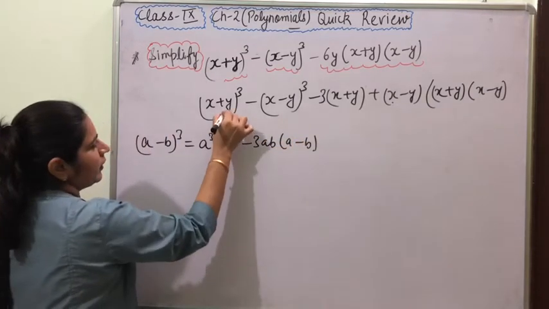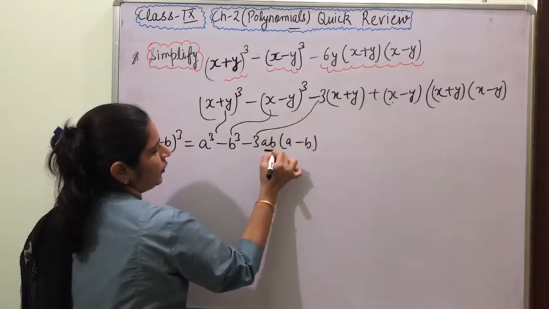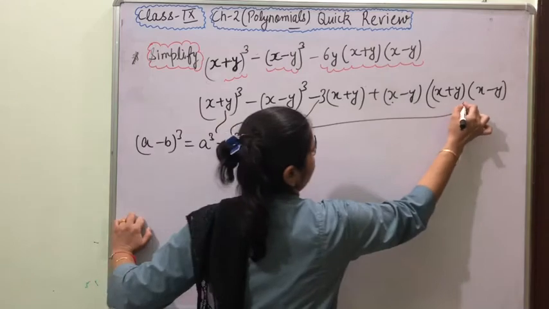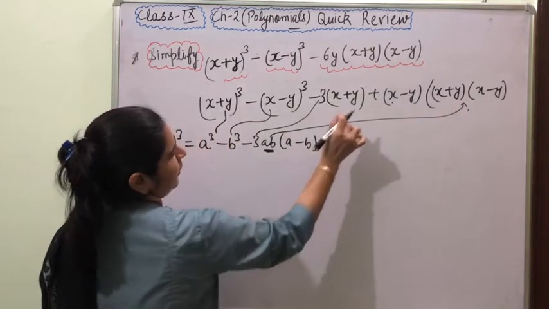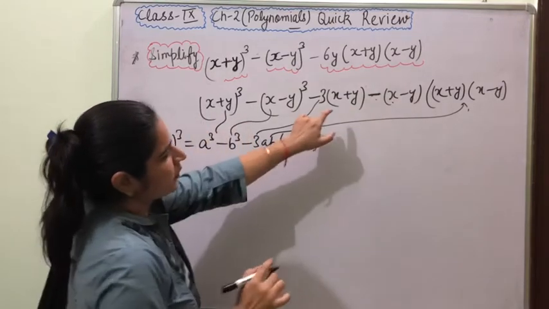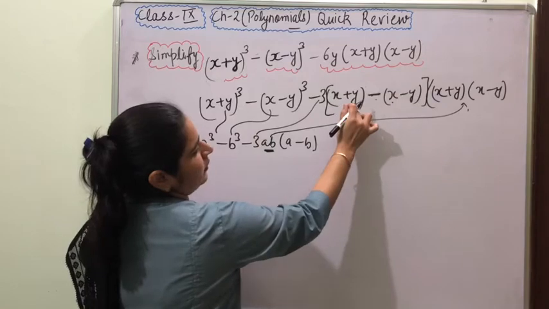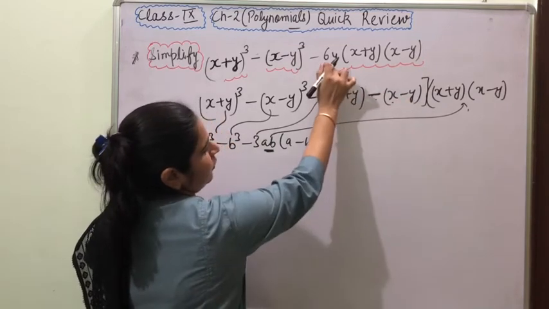Just relate it, let this is a cube, b cube, thrice of a into b, a minus b, this minus second term. When we simplify these two, x and x will be cancelled, y and y 2y, which is equal to 6y.